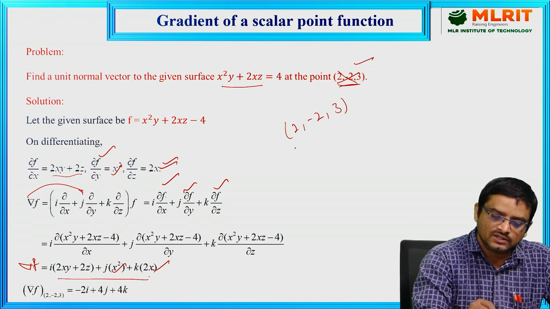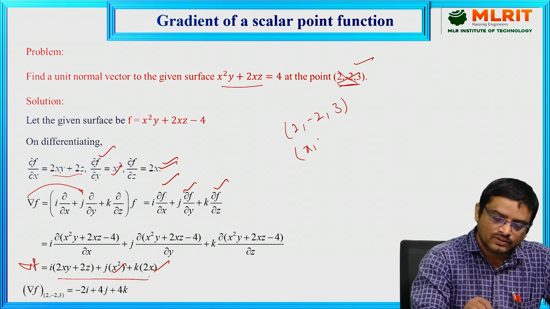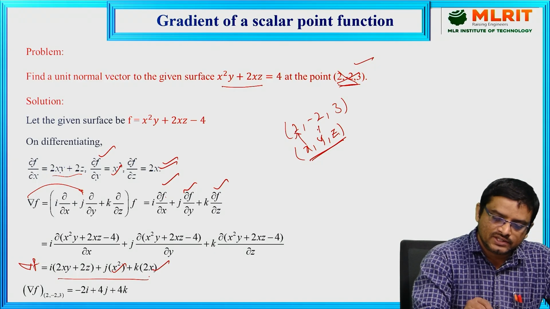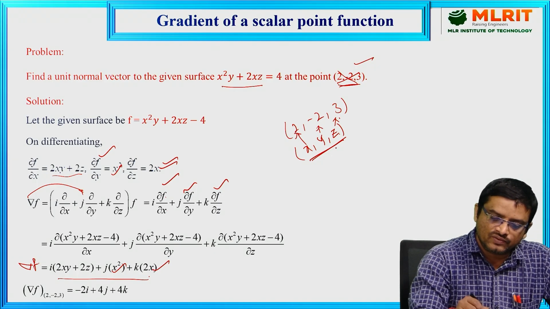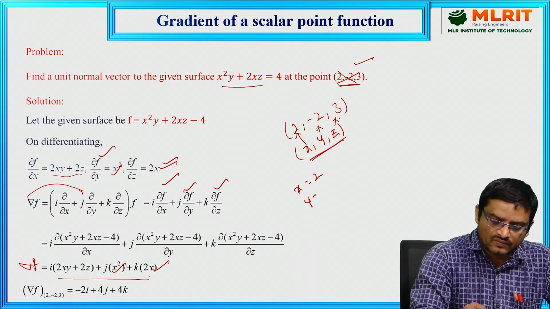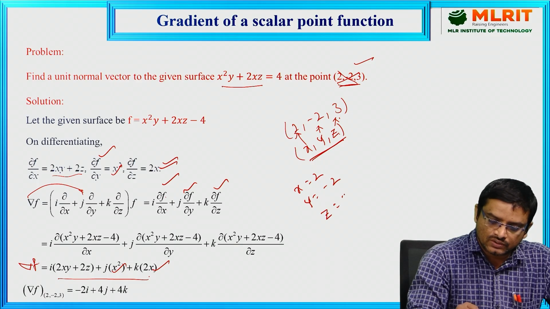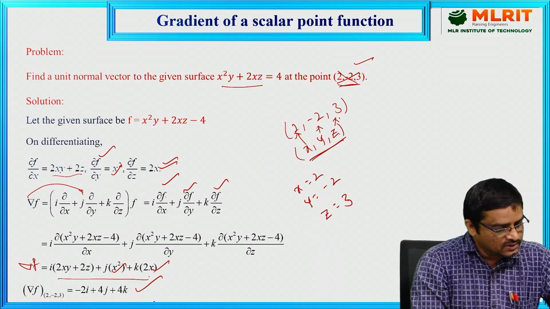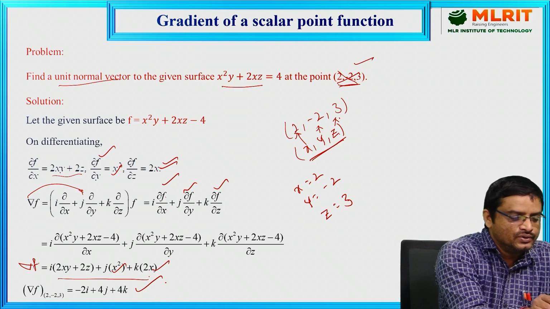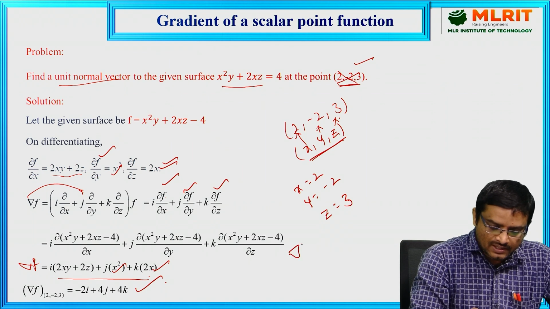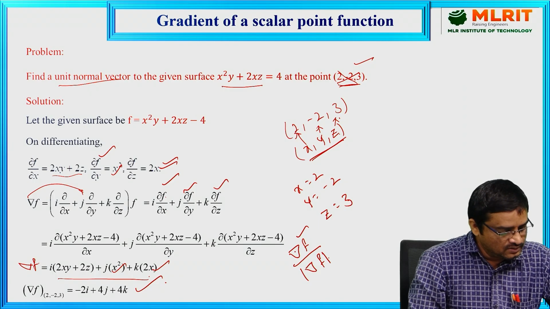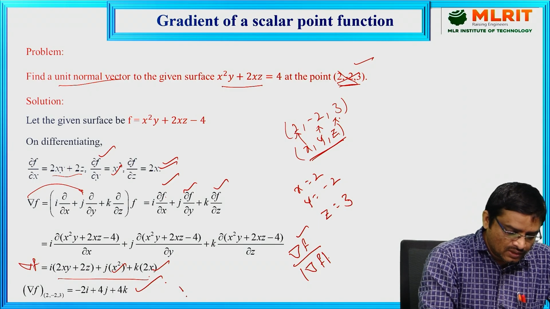Since we are discussing the three dimensional case, we can represent the coordinates as x comma y comma z. So consider this value as x, this value as y, and this value as z. Wherever we have x, replace x with 2, y with minus 2, and z with 3. If you replace this, you will get our required vector at this particular point. Now in our problem we want the unit normal vector, that is given by del f by modulus of del f. We got this del f value at that particular point. Now apply the modulus of del f here.